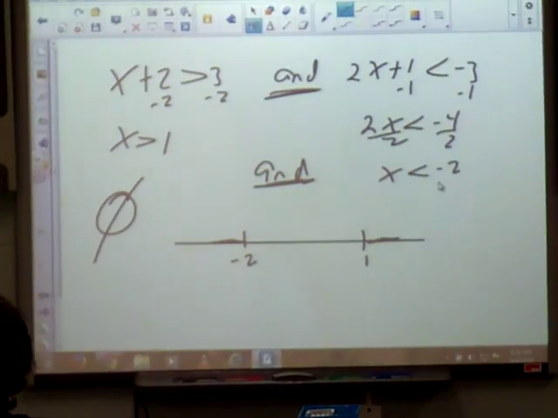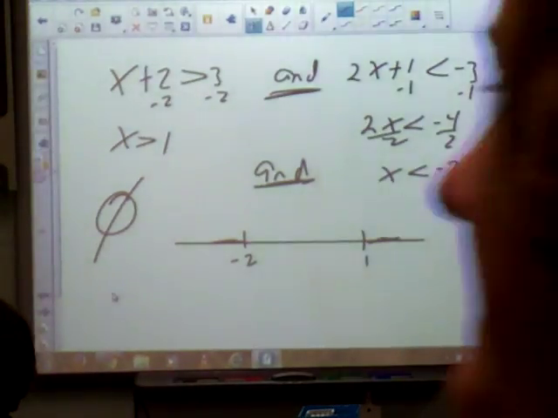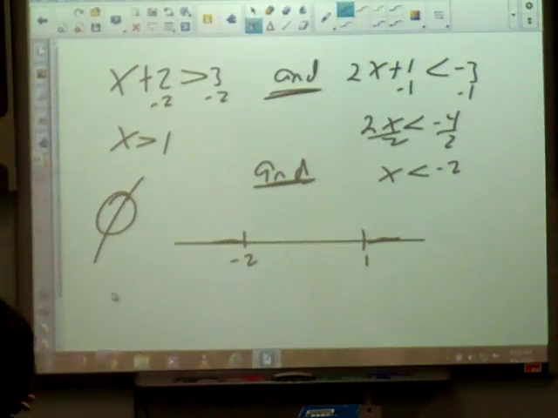Now we're fixing to move to unions and ors. That one would be a beautiful or. But as an intersection, you can't be smaller than negative 2 and greater than positive 1. It's impossible. Everybody see that? It's all because of that and. Remember I told you and and or are important.